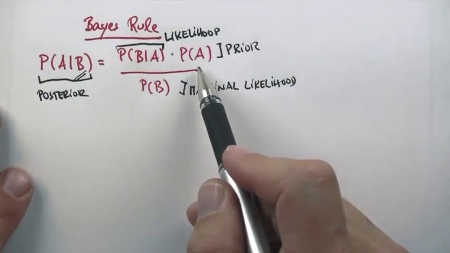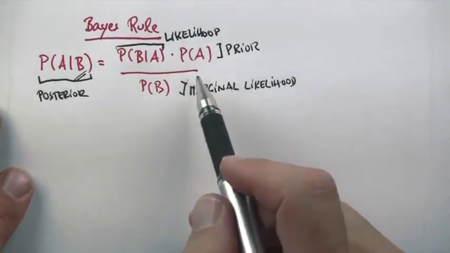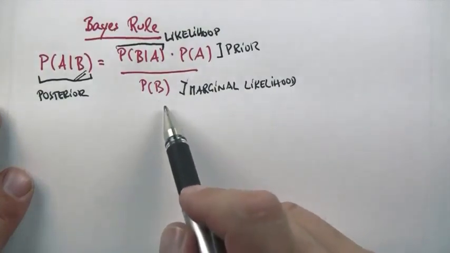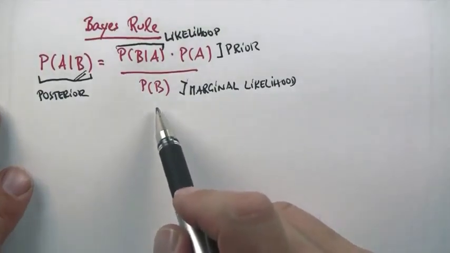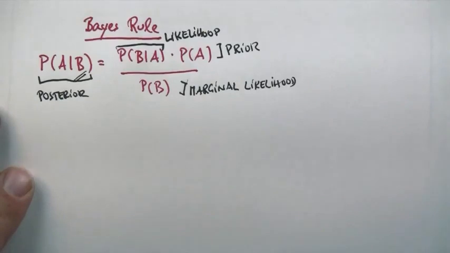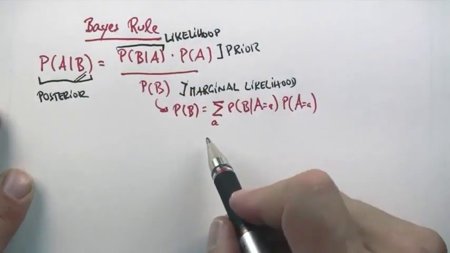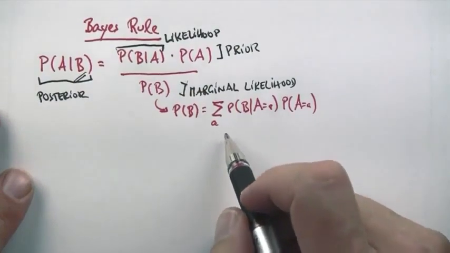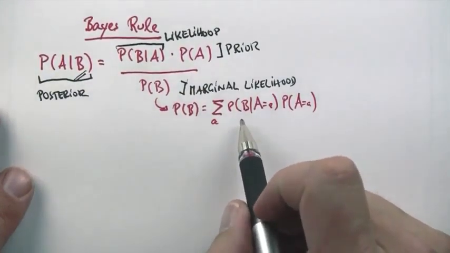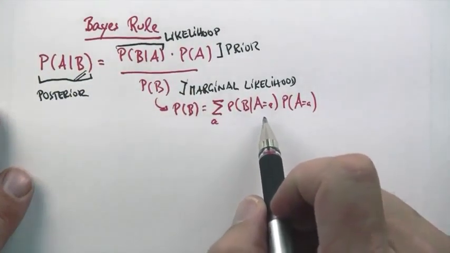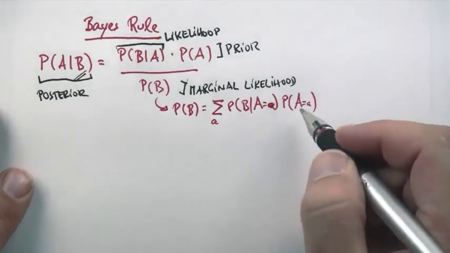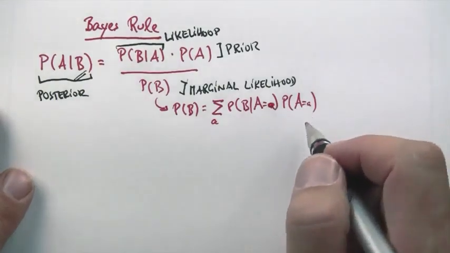But to correct for this inversion, we have to multiply by the prior of the cause to be the case in the first place, in this case having cancer or not, and divide it by the probability of the evidence, P of B, which often is expanded using the theorem of total probability as follows. The probability of B is the sum over all probabilities of B conditioned on A, lowercase a, times the probability of A equals lowercase a.